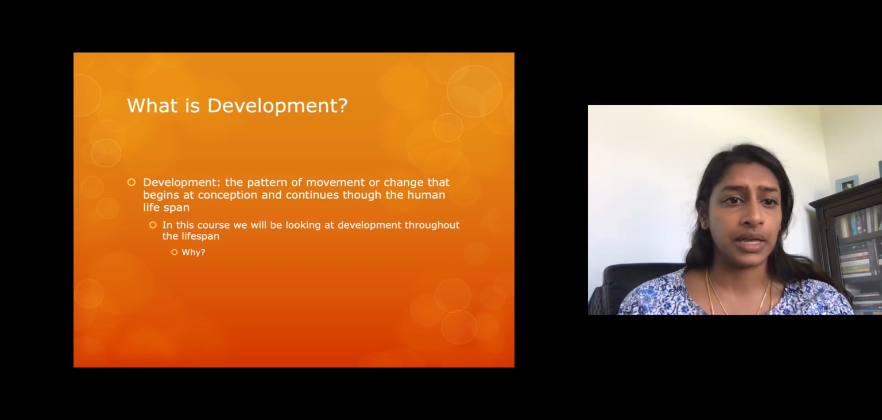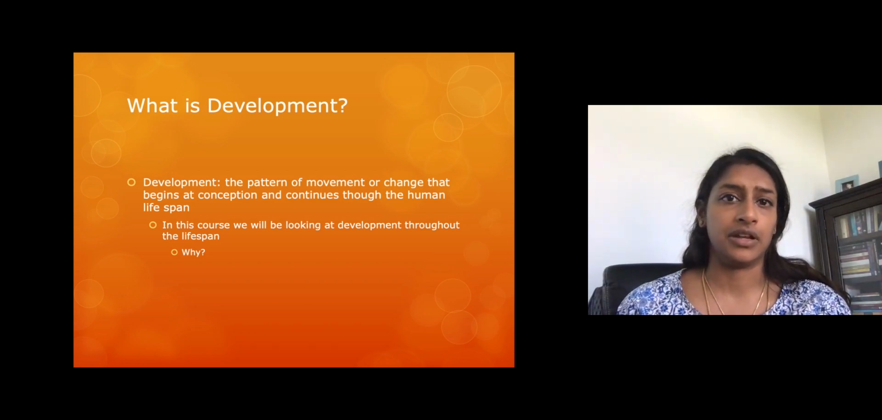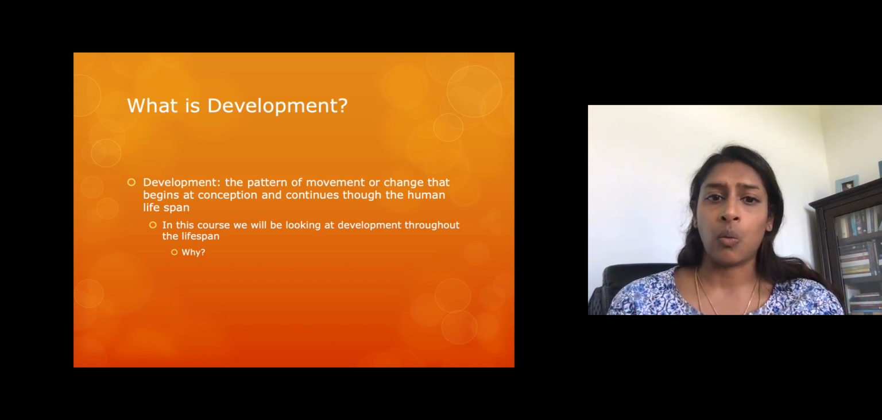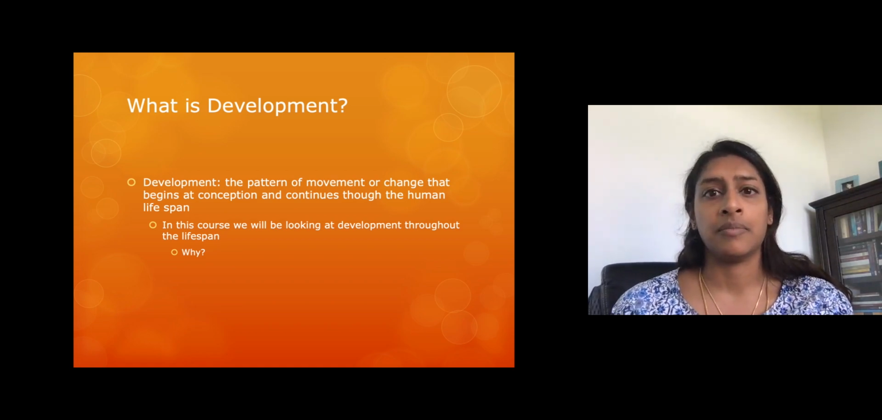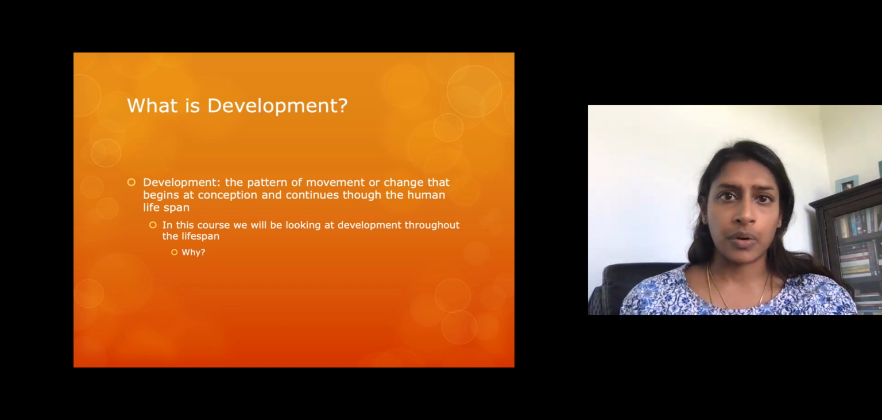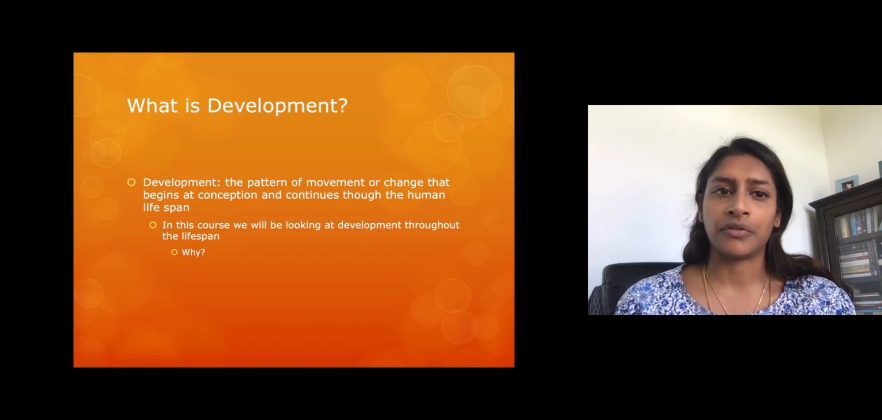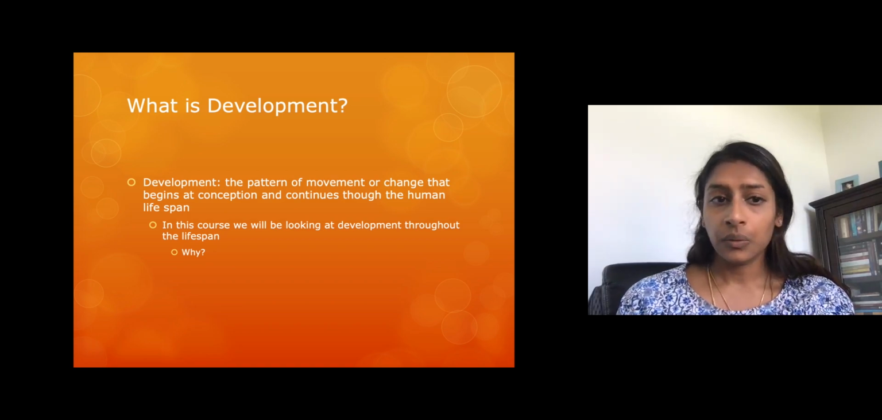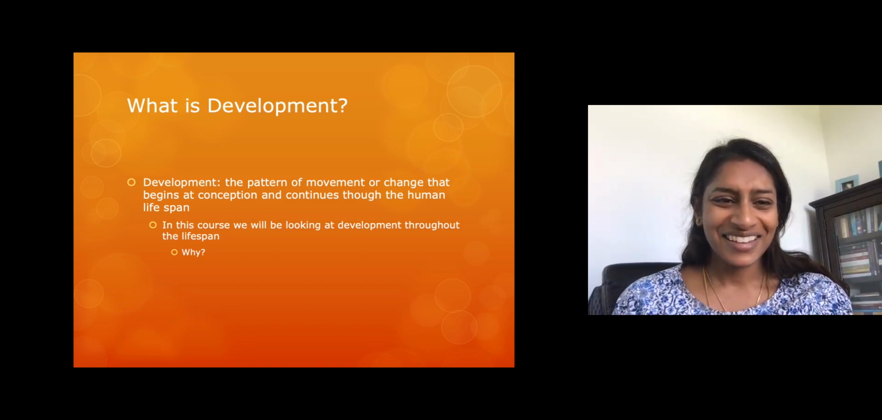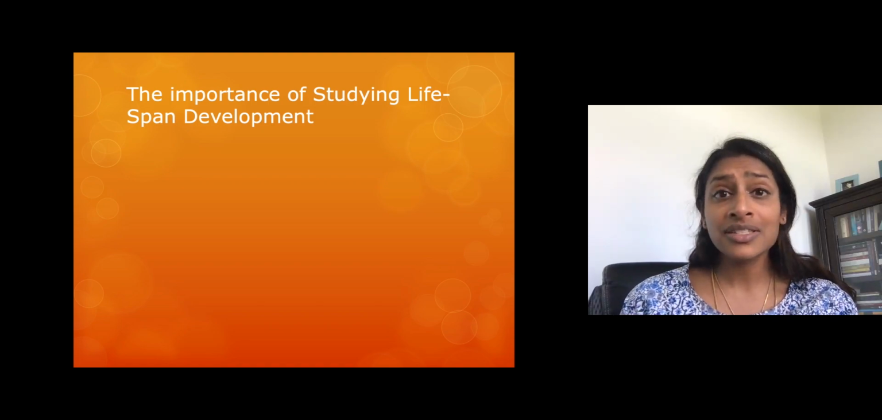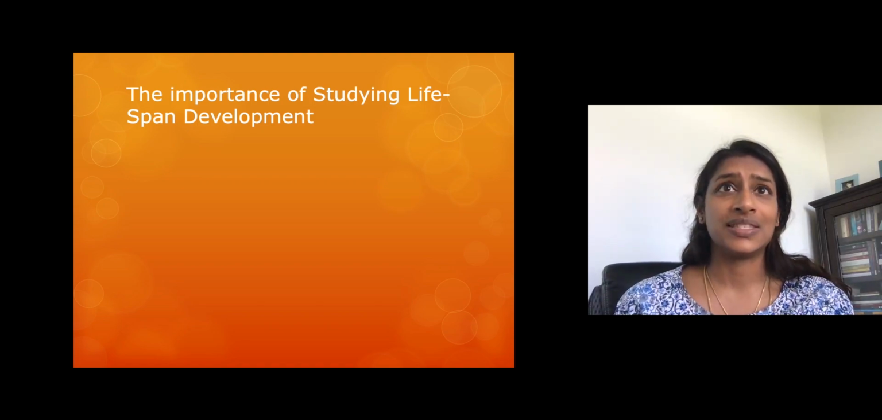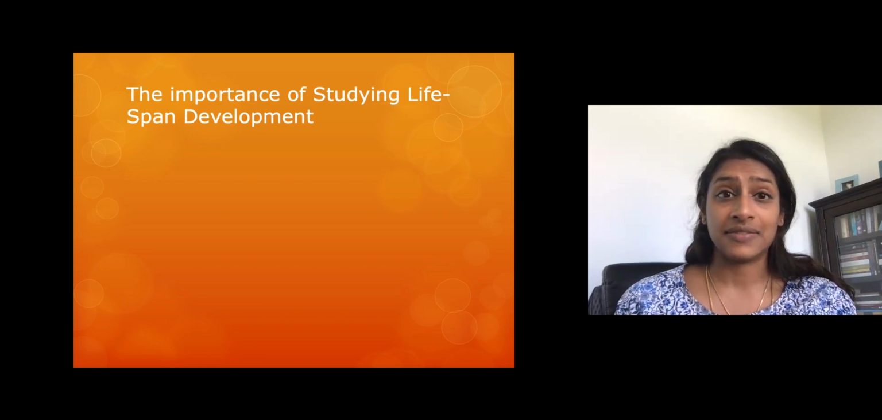So my question for you is, if we're looking at this definition, then why are we looking at development throughout the lifespan as opposed to just during a small portion, like those images that I just showed you on the first page? Well, you're not here to respond to me, so we'll talk through this, and then hopefully we can meet up and have a larger discussion on it. There is a significant importance for us to study development across the entire lifespan.